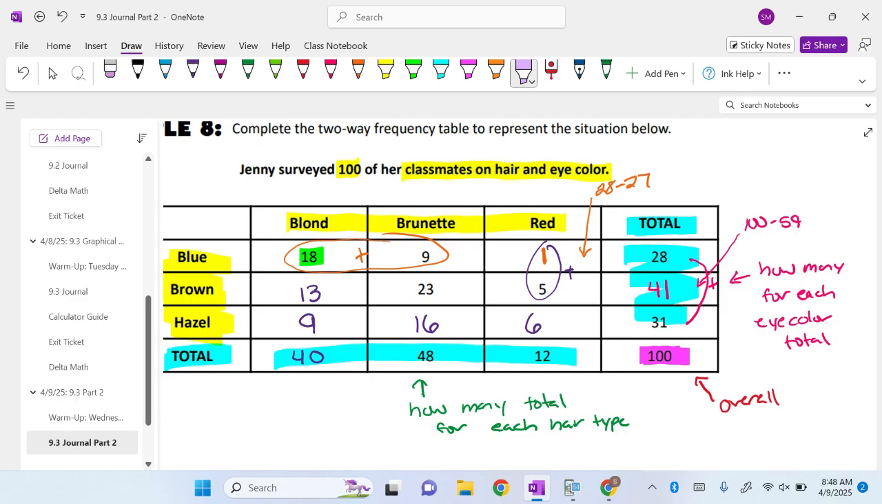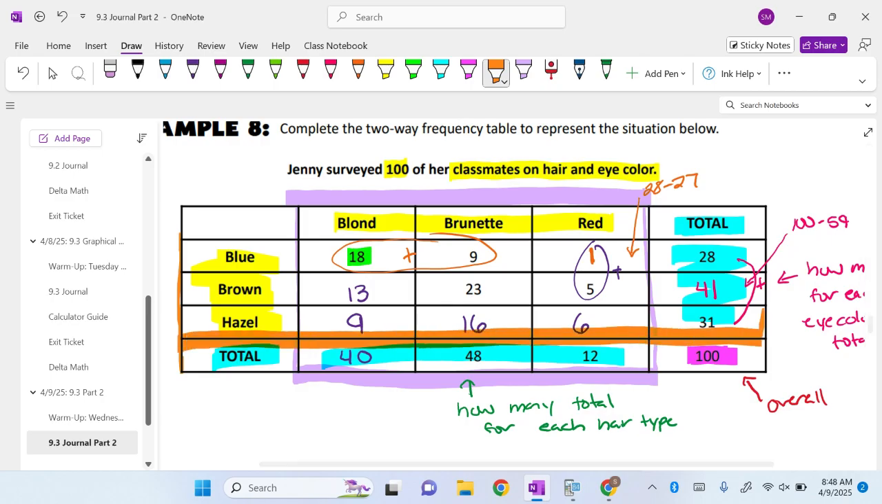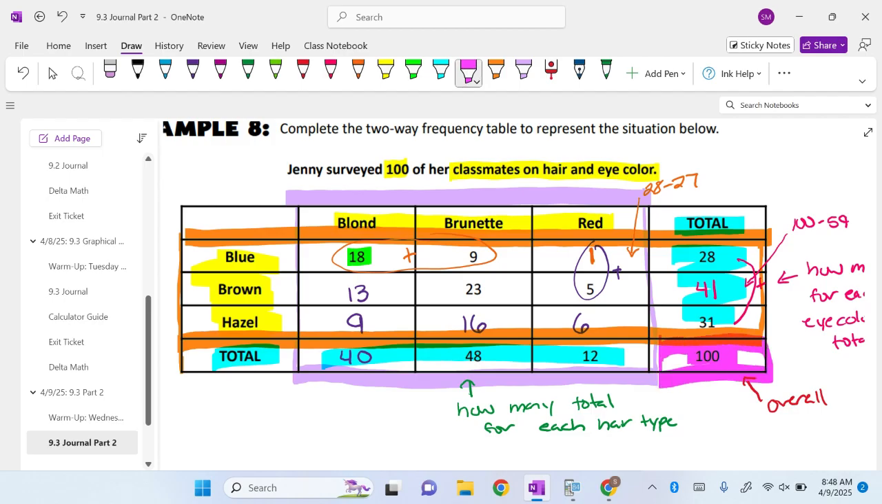So in other words, this section right here deals with hair color, whereas this section right here deals with eye color, and they all got to add up to that 100. So all of the sections have to add up to this 100. Does that make sense how to fill in a two-way frequency?